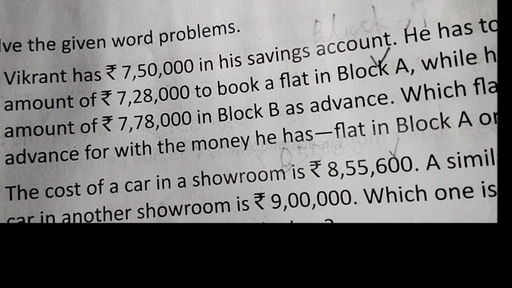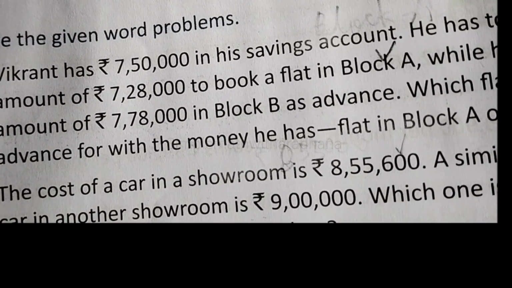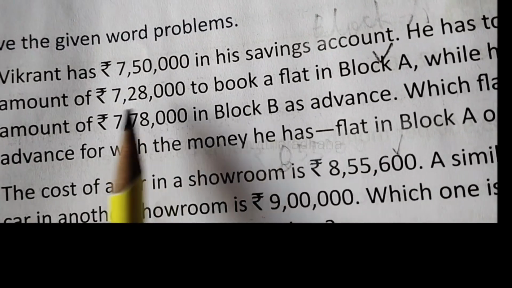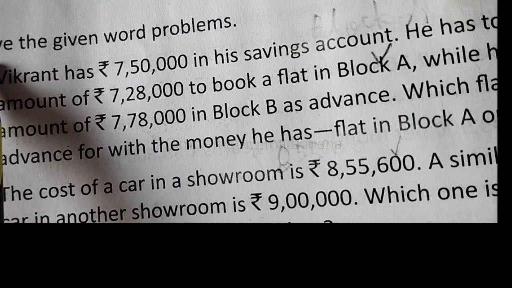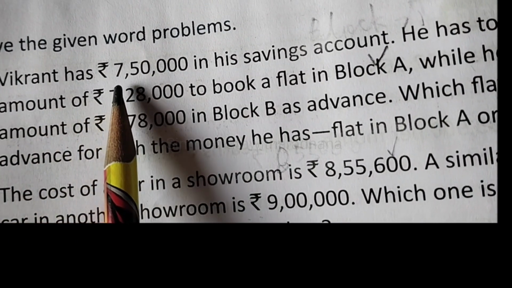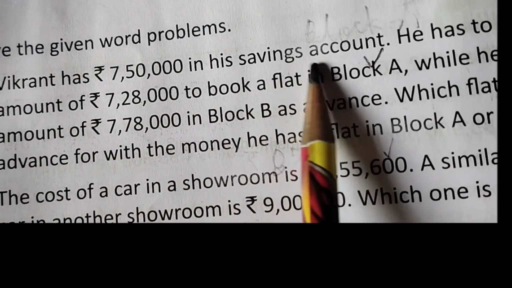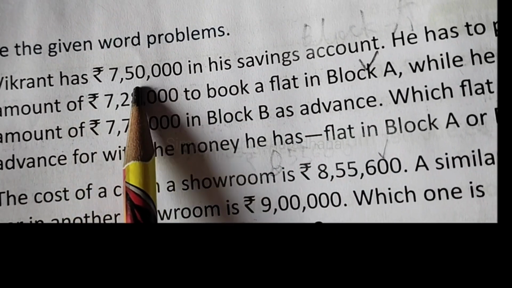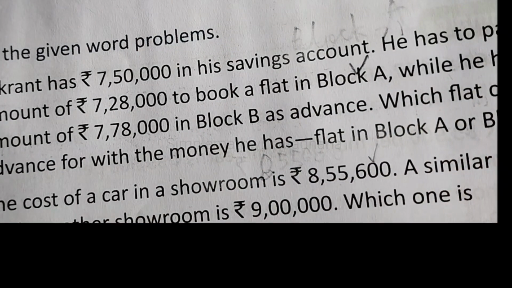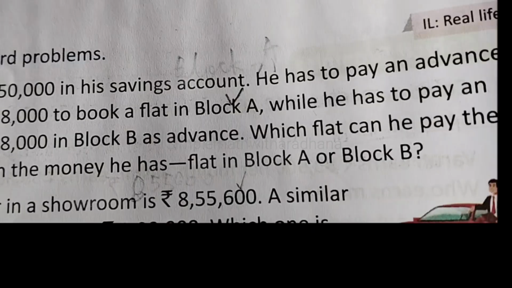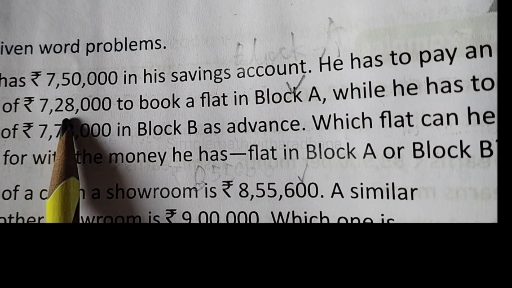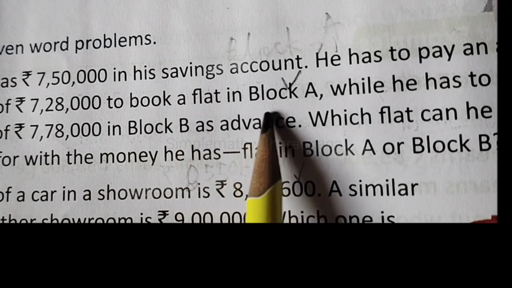These are the statement problems. Okay, but basically we work on the given word problem on the basis of digits and comparing. Question number B. Solve the given word problem. 1. Vikrant has rupees 7,50,000 in his saving account. Vikrant has 7,50,000 rupees in savings account, means he has to pay an advance amount of rupees 7,28,000 to book a flat in block A.